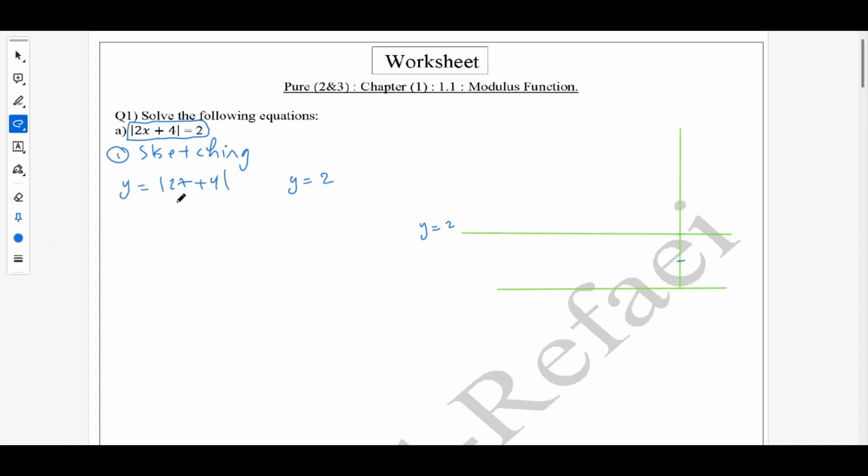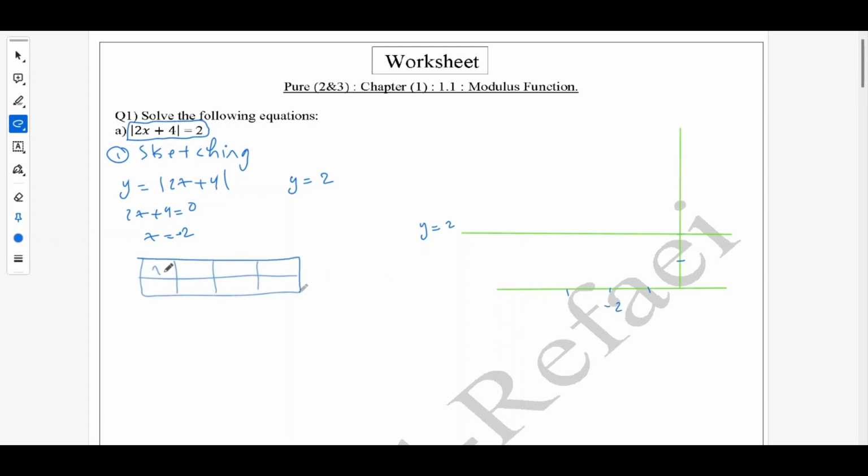And then I'm going to sketch the modulus y equals 2x plus 4. 2x plus 4 equals 0, so x equals negative 2. The vertex will be at x equals negative 2. As you know, according to class 1.2, it will look like a V shape, and the vertex will be at x equals negative 2.